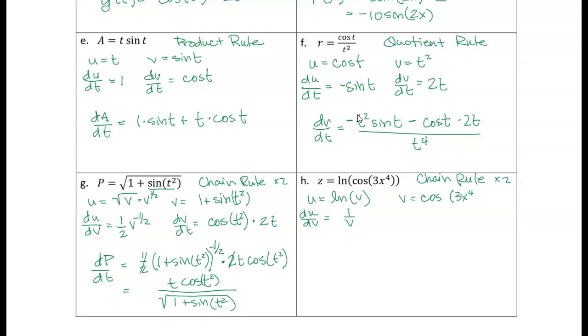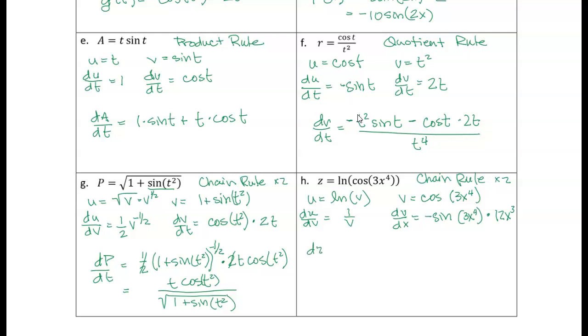Okay, and the derivative of that, now we have to use the chain rule. So I'm just going to take it the short way instead of trying to break it down again. We have the derivative of the outside function, which is going to be the negative sine of 3x to the fourth, times the derivative of the inside function, which is just going to be 12x cubed. All right, now let's put this all together.